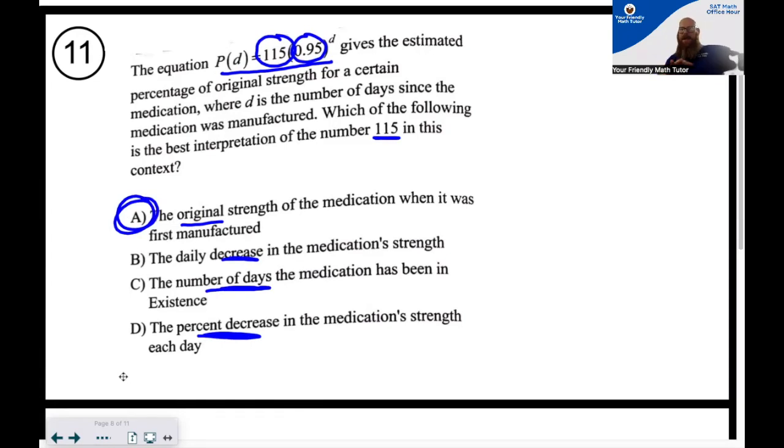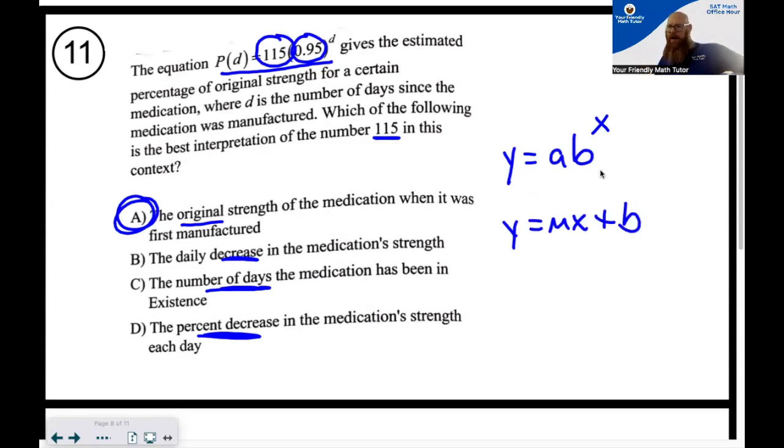So again, we can't get that if we don't understand the difference between something in this form, y equals ab to the x, versus y equals mx plus b. You have to be able to identify: I have an exponential function, I have a linear function. When I have a linear function, this is the y-intercept or the initial value, and this is the slope. This is the rate of change.